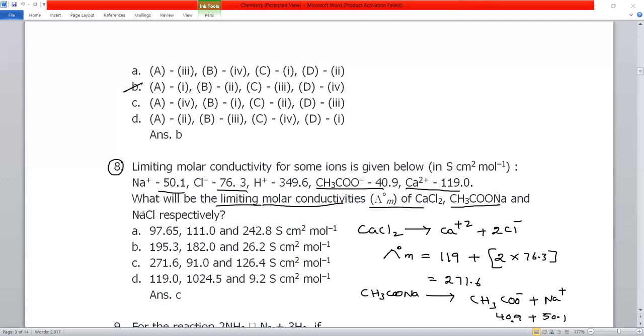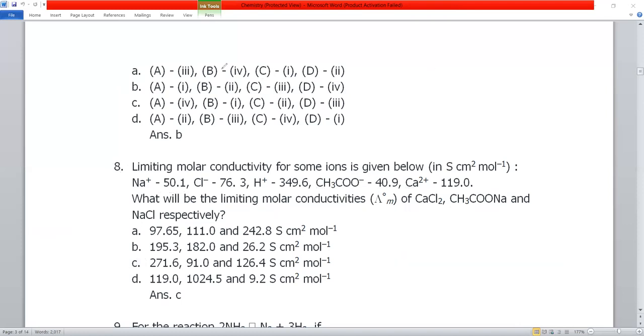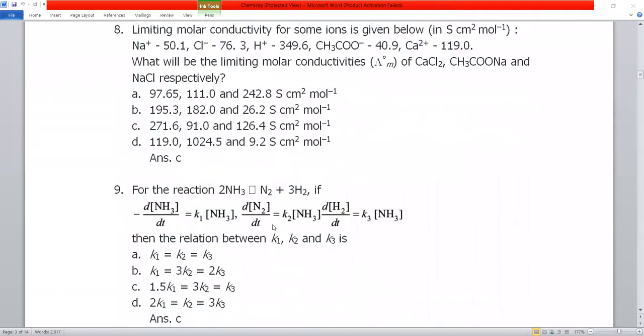In the same way, students, NaCl has Na+ as well as Cl-, and we have to add both. Na+ they have given as 50.1, and Cl- as 76.3. On simplification we get 126. So option C is the correct one, students. We just have to add the given ions when they are given as limiting molar conductivities. Question number 8 is completed.